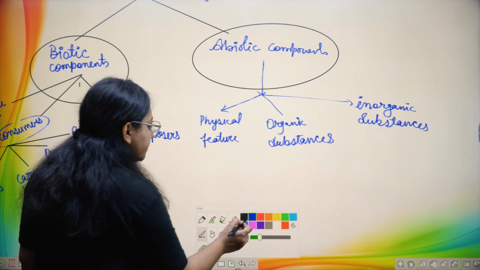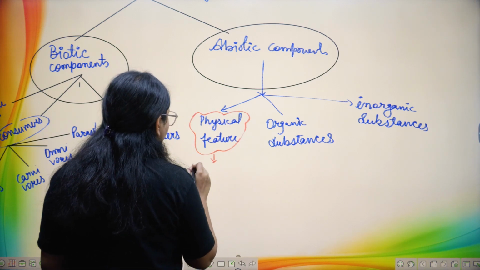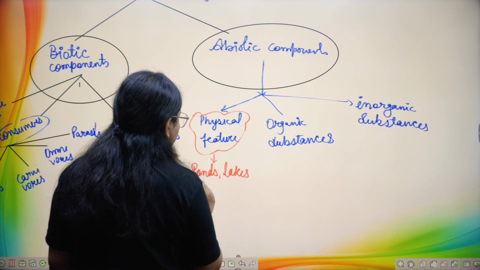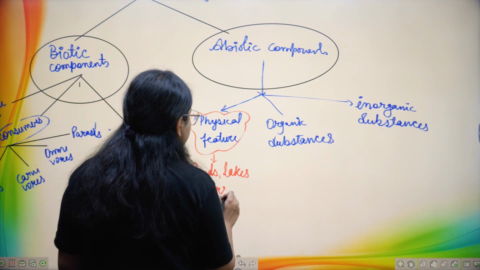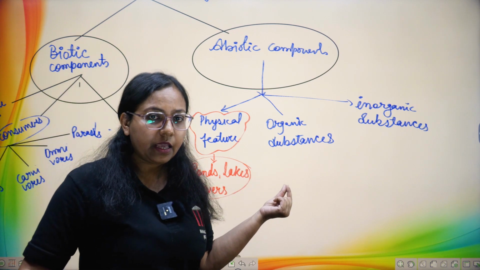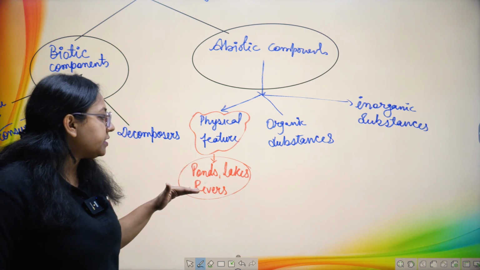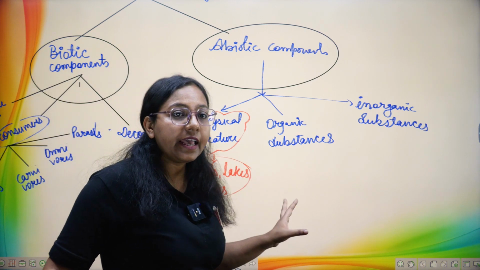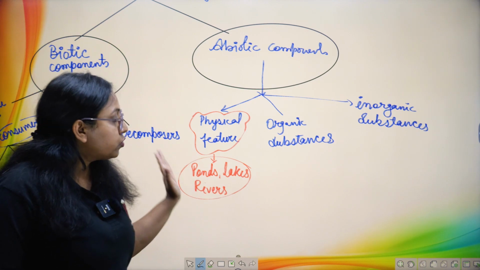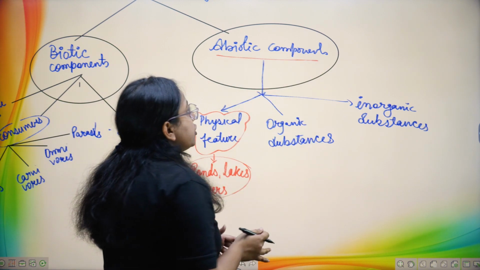Physical features like ponds, lakes, rivers, mountains. These are the abiotic components, because there is no living being involved. Biotic means where living beings are involved. Here no living beings are involved, but still it is a very important part of an ecosystem. So these are counted in the category of abiotic components.